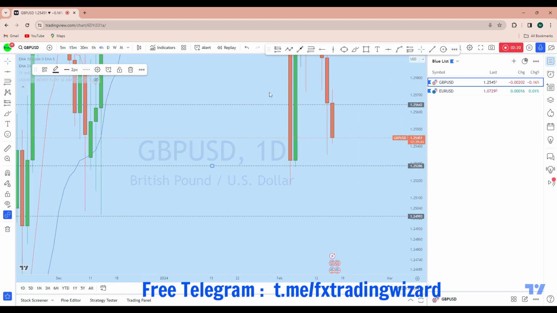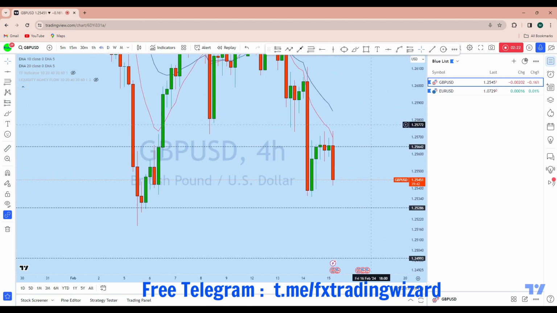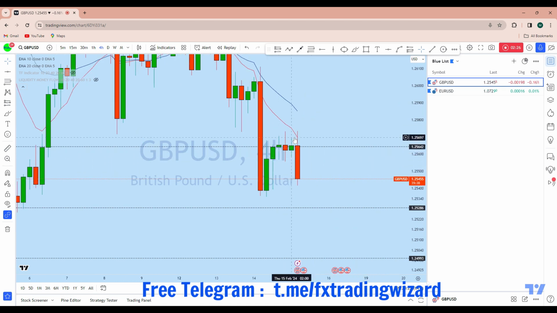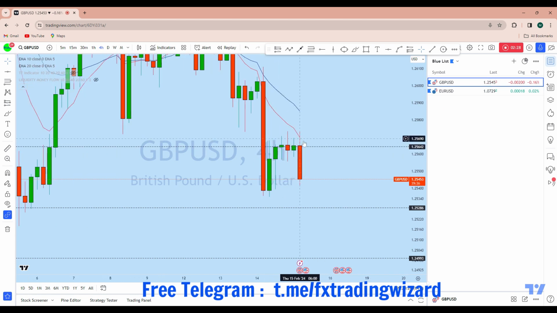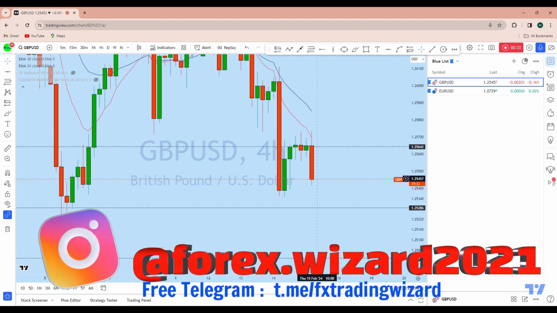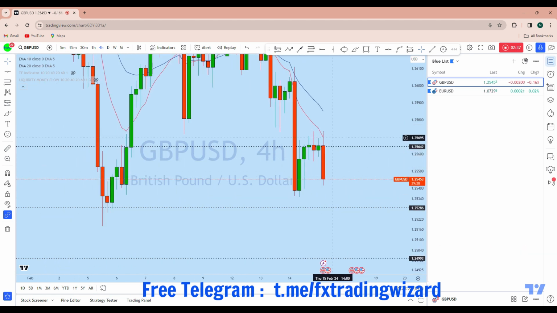expecting GBPUSD initially to break this low or even to create a new lower low. Now if we look at the intraday time frame, we can see there is a bearish candle being formed, and there are quite a few dojis with consolidation, expecting GBPUSD now on the lower time frame to go up for a pullback and then to give us a potential selling opportunity.